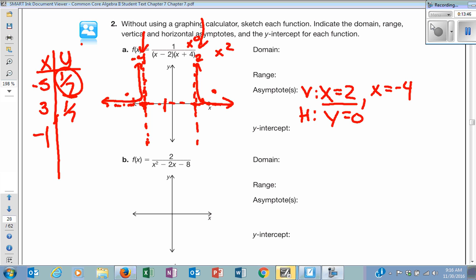So I'm going to use -1 to find my first point. -1 minus 2 is a -3. -1 plus 4 is a +3. And 1 over -9 is a -1/9. So I got -1/9.